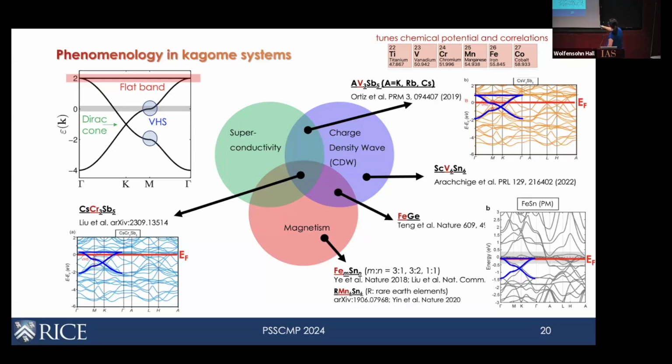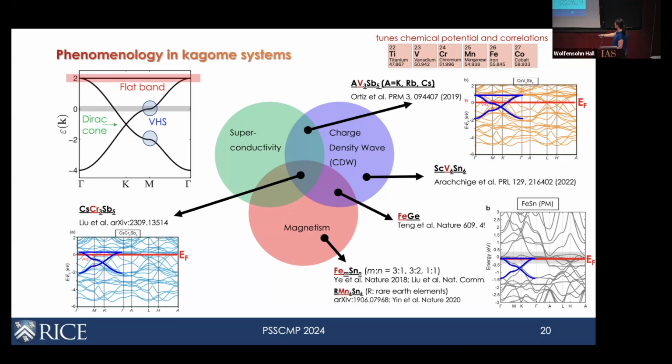Going up here, these are the vanadium-based Kagome lattices. And here you can see that the flat band is above the Fermi level, and it just happens to be that the Van Hove singularities are near the Fermi level. And there are a lot of discussions about the discovery of charge density wave order in these systems.